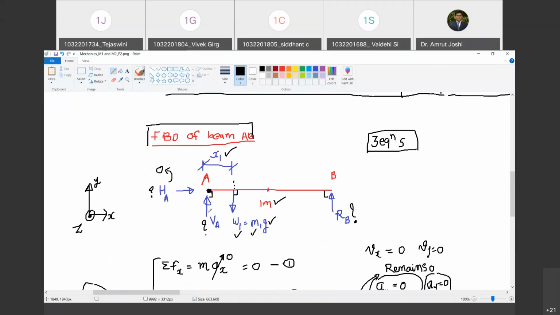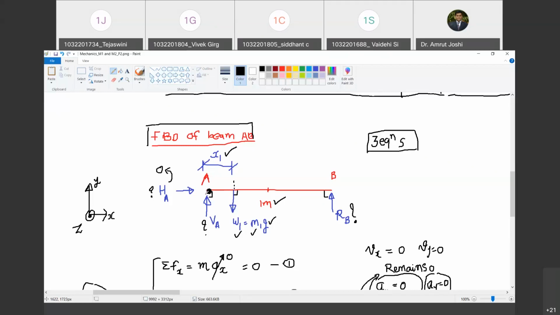Okay, what other force is there? VA and HA, they do not cause any movement about A because their line of action passes through A. Does RB cause a movement about A? No, sir. Why? Because it does not pass through the line of action of force. So therefore it causes the movement. Are you with me?